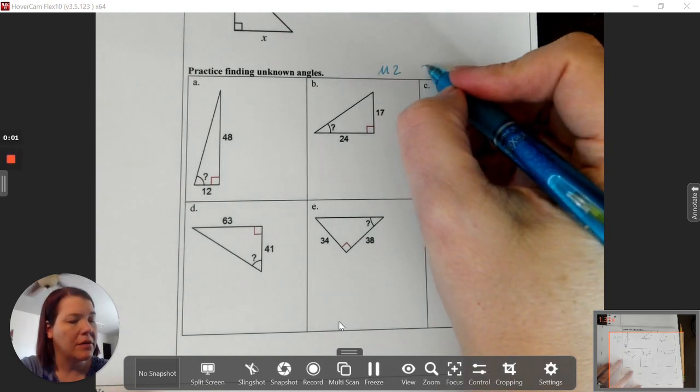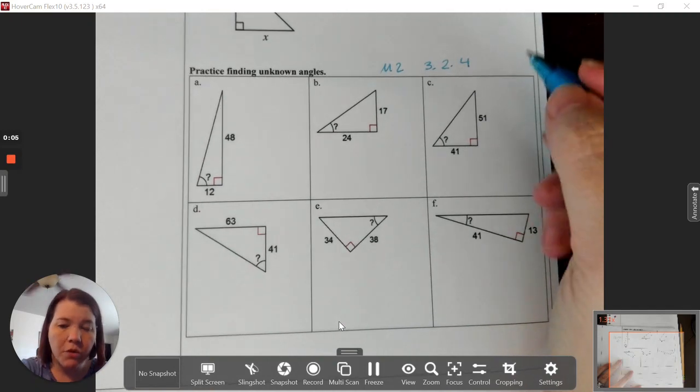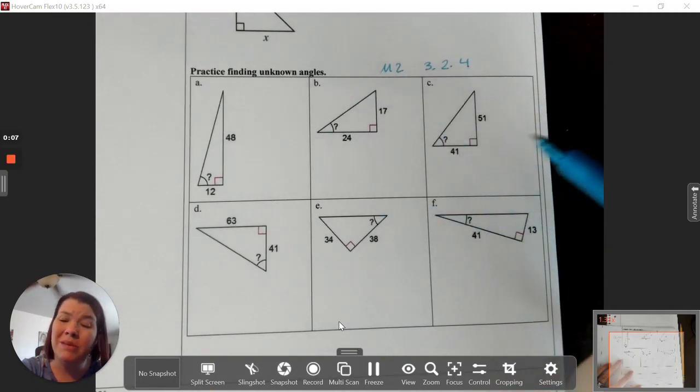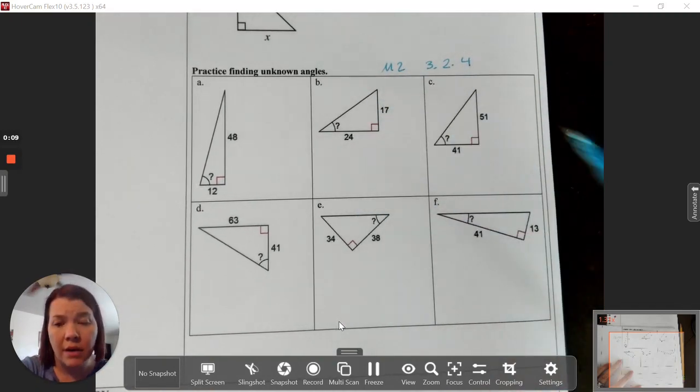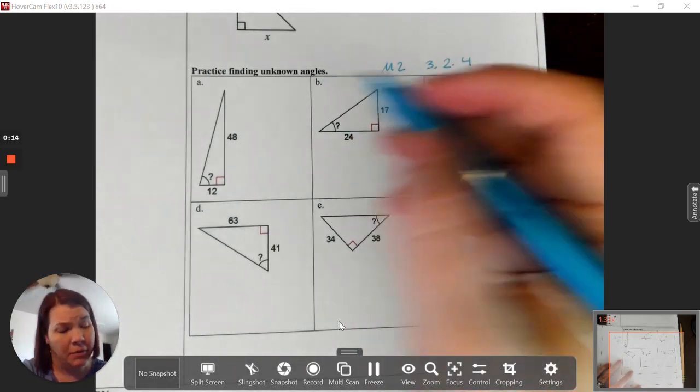So this is Math 2, Lesson 3.2.4. At the end of the 3.2.4 video, I did these 6 problems exceedingly quickly and did not explain myself. So I'm going to go through them much slower and explain what's happening.